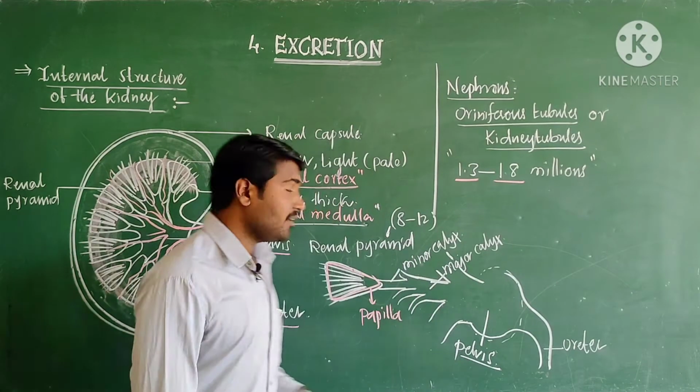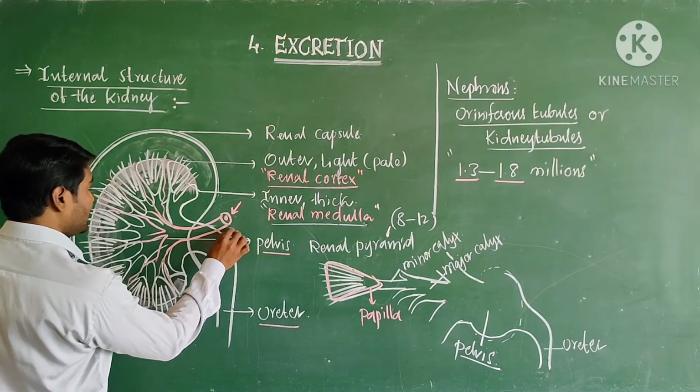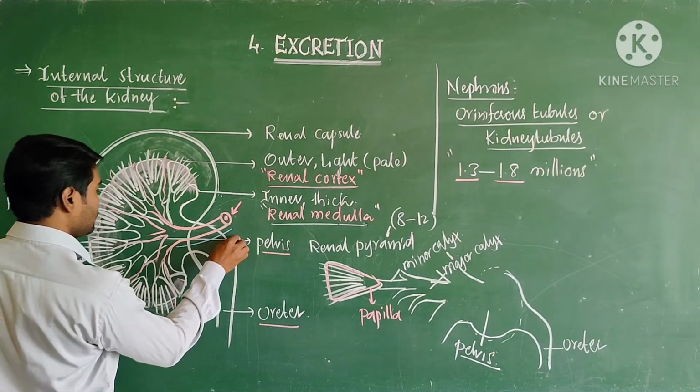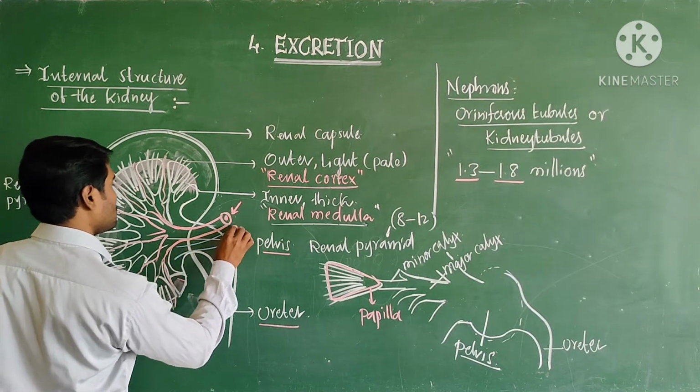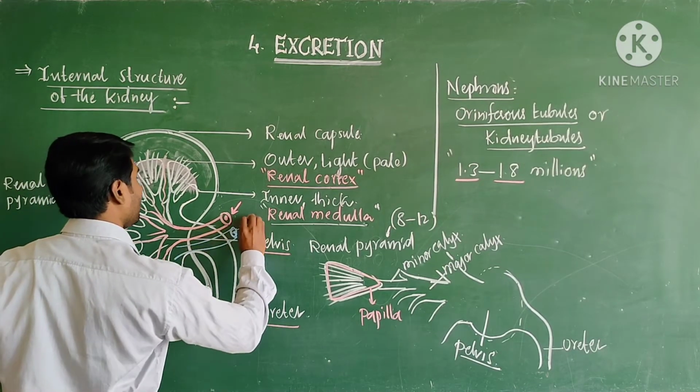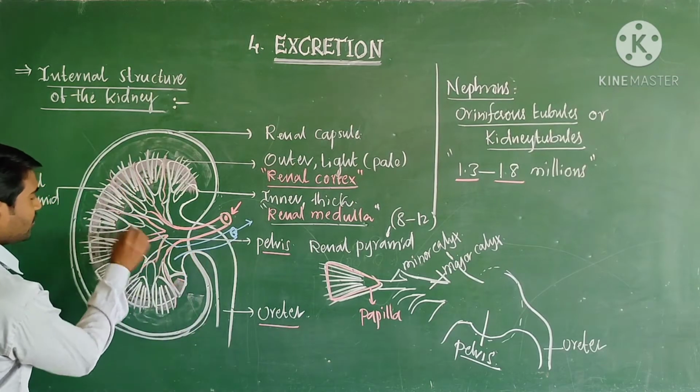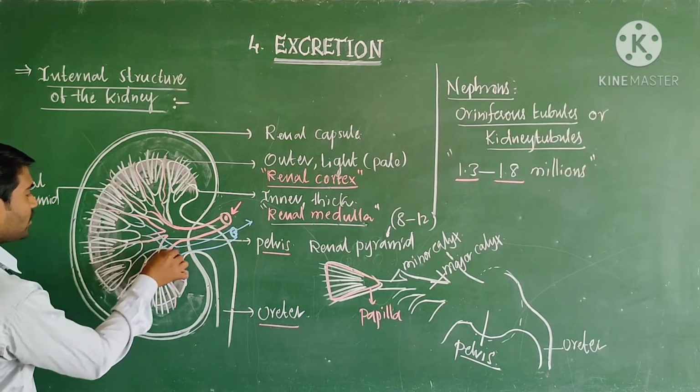Coming to the renal vein, this is the blood vessel which is going to exit. Similarly, this renal vein is also divided into branches.